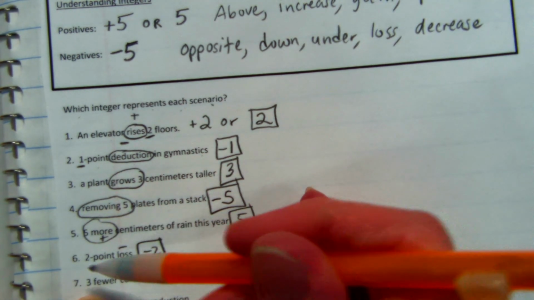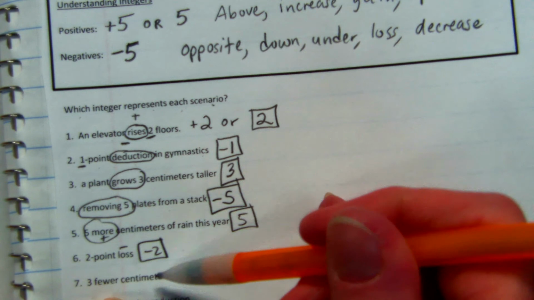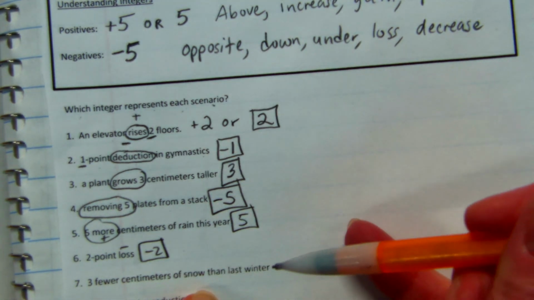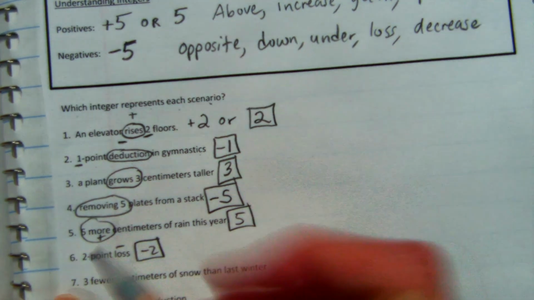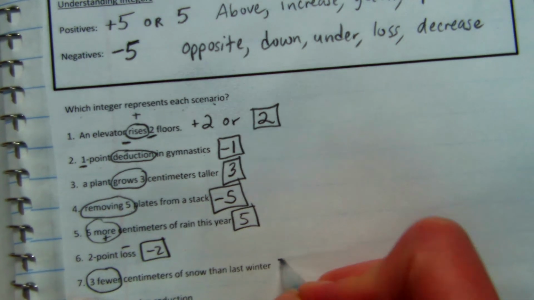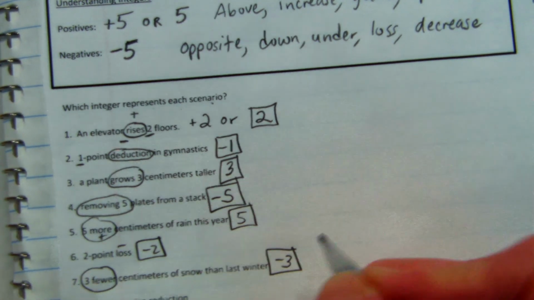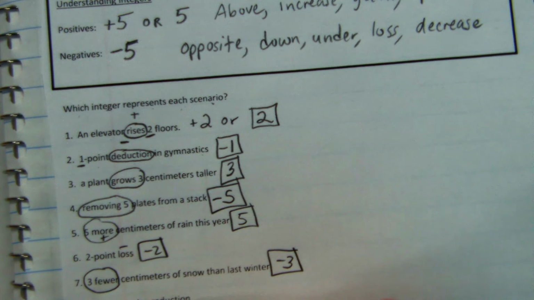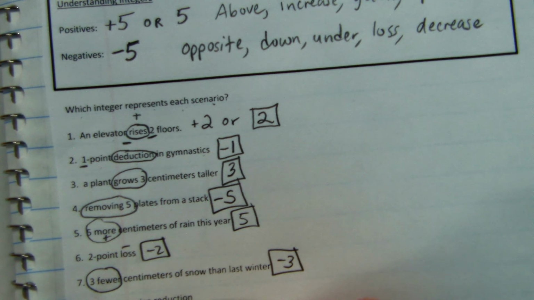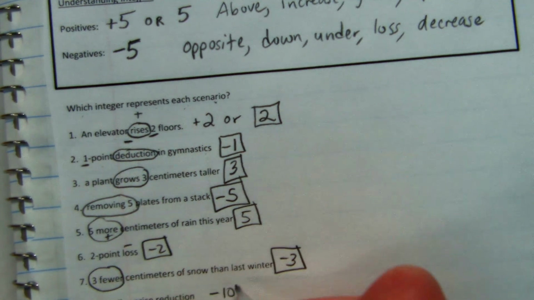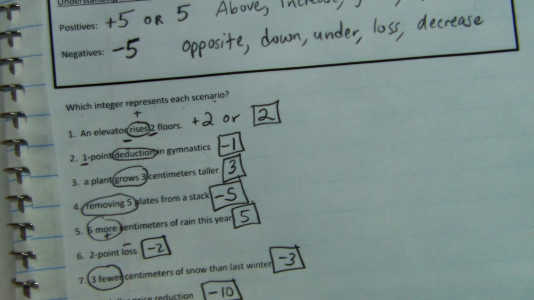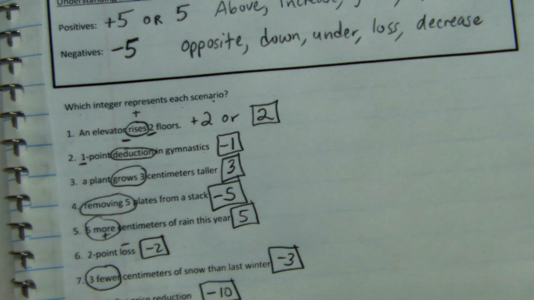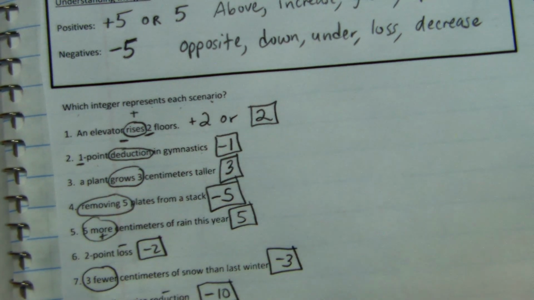Johnny, help me with number 7. 3 fewer centimeters of snow than last winter. We've had more than 3 fewer than last year. -3. Good job. -3. Okay, Silas, you're going to help me with number 8. A $10 price reduction. That'd be -10 because, now we think of that as positive when the price gets a reduction because it means the price is going down. But it would mean that the price is losing 10, so that would be negative.